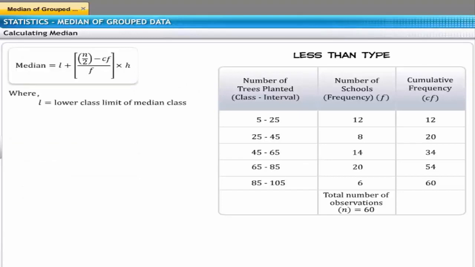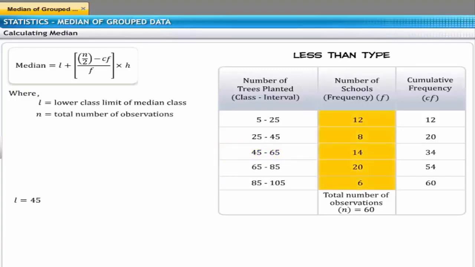The L in the formula for median stands for the lower class limit of the median class. In this case, L is equal to 45. The N in the formula for median stands for the total number of observations. In this case, N is equal to 60.